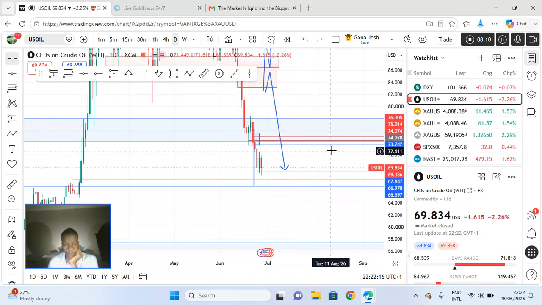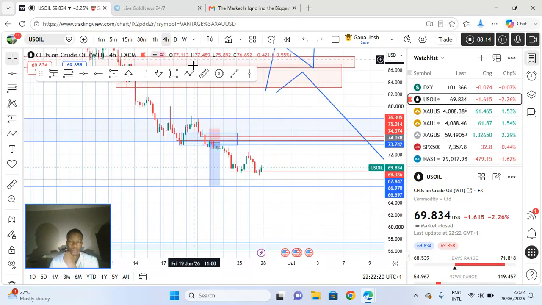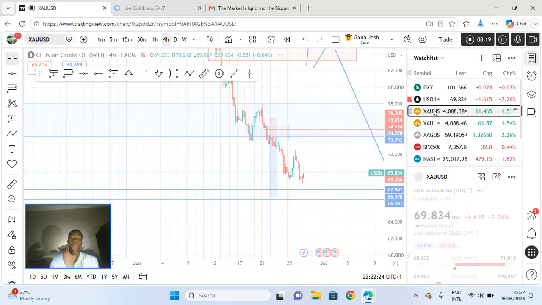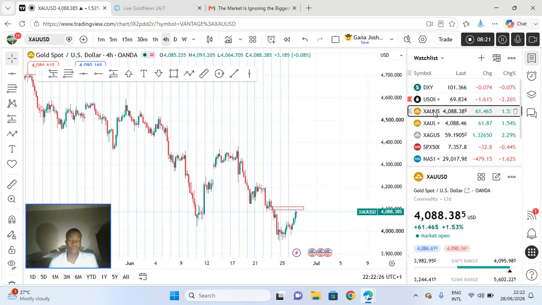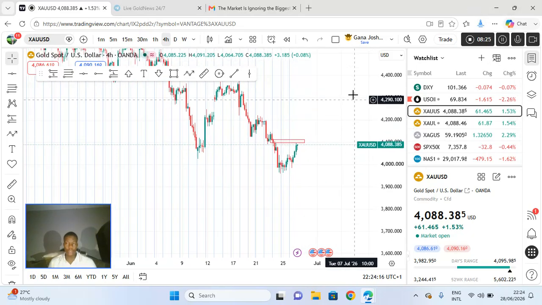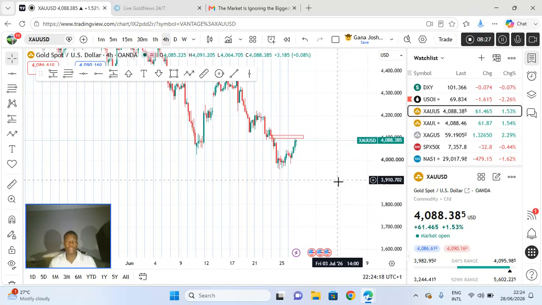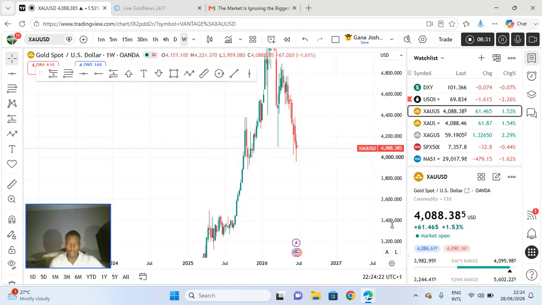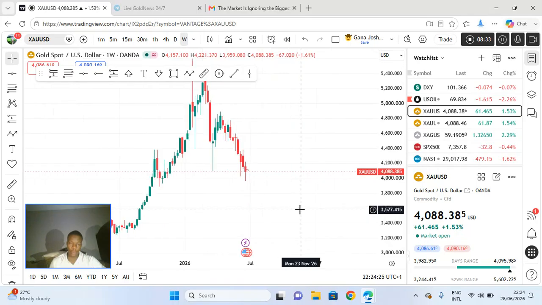So that being said, we'll move on to XAUUSD. We'll do the same top-down analysis starting from the weekly time frame.